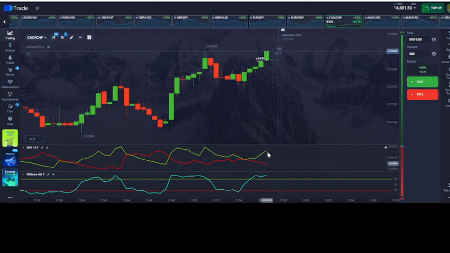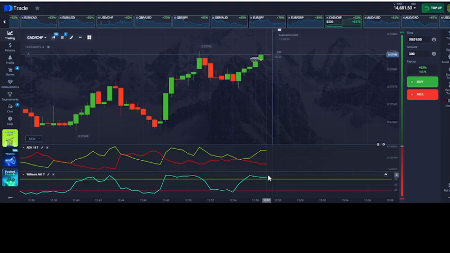the minus DI line here, separation and increasing separation. In addition to that, the Williams percent R line has crossed over the -20 line here, suggesting a continued bullish momentum here in the direction of the currency pair. So let's monitor this trade and wait for the expiration.